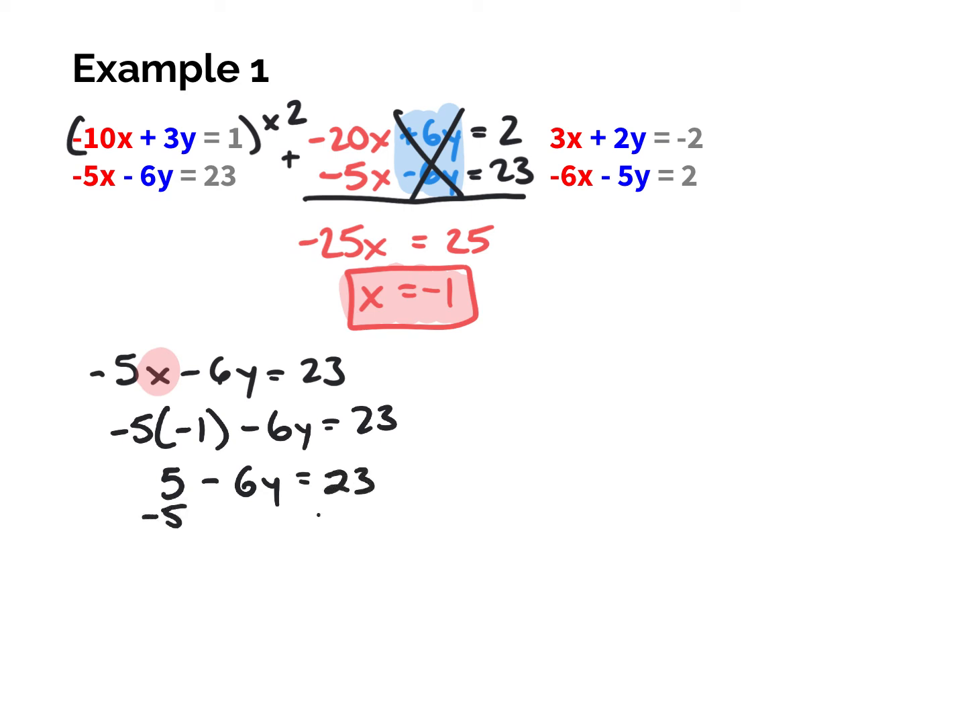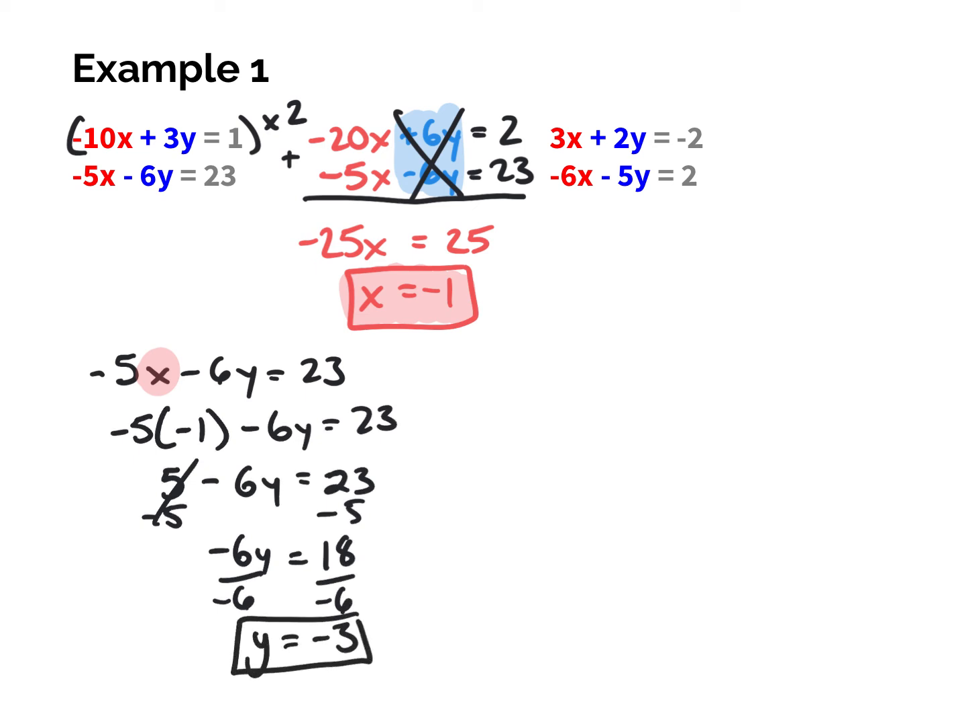If I then subtract 5 from both sides, I'll get negative 6y equals 18. And then lastly, dividing both sides by -6, I'll get y equals -3. And there's my y value for my final answer, as a point, of -1, -3. Now, the main detail here again was multiplying at the start, multiplying one of my equations by a number to make them equal and opposite.